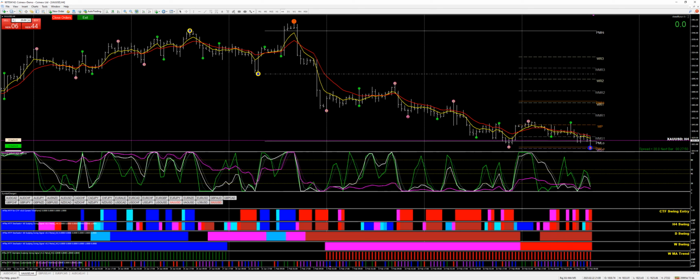Or, I mean, if you got out early, then you got out here, made a few pips, and then came back and took another entry here. And this is a spike, right? Down to the pivot.